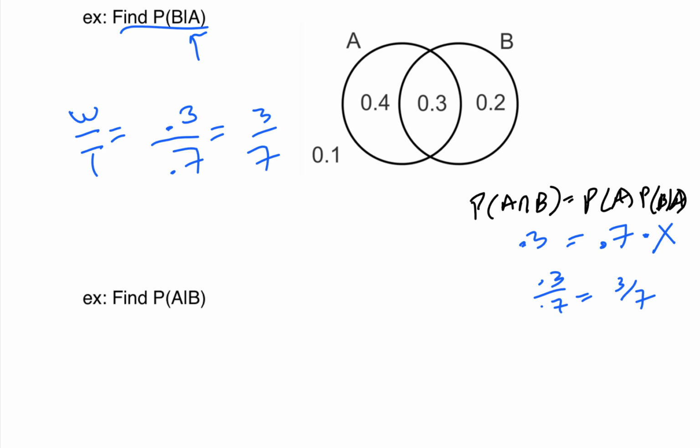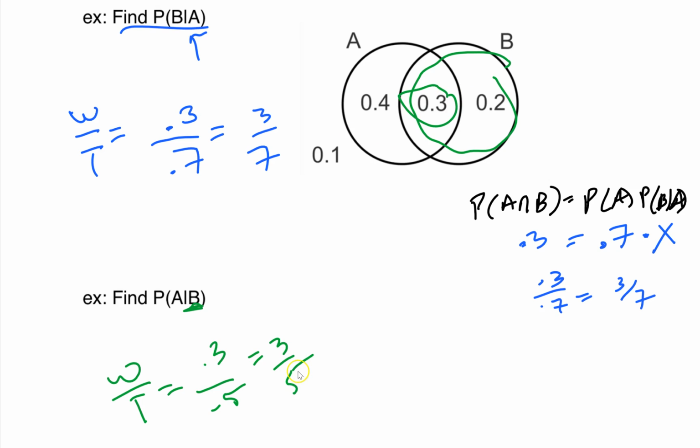So again, we can think about it the same way logically. We go, okay, we're given B. So we have all this. So my total, 1 over total, is going to have to be 0.5 because I know I have B. So I know I'm in B. Then what's the probability of A? Well, the only part of A that's in B is this right here. So 3 out of 5.